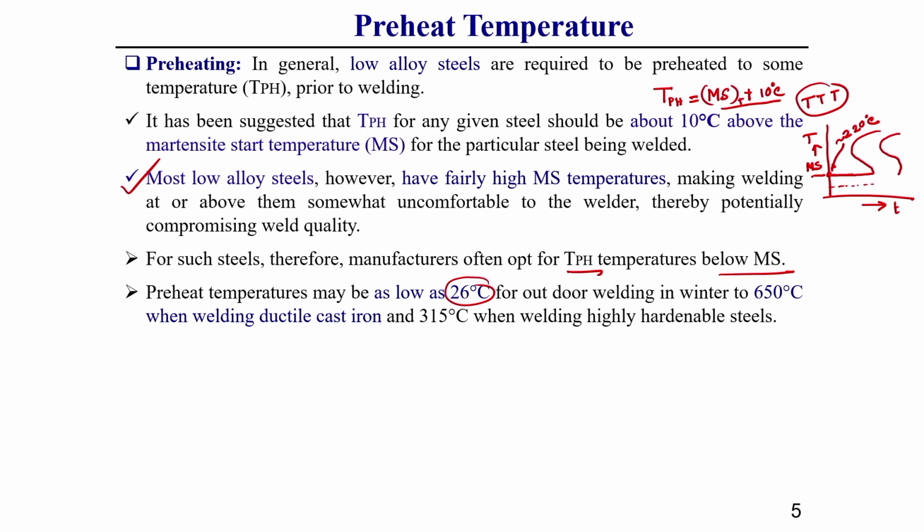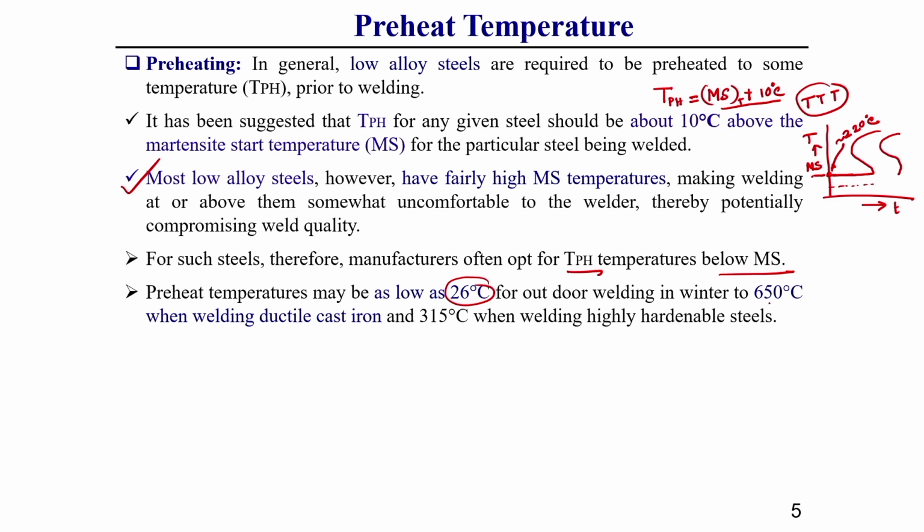During winter time, the preheating temperature for welding operations can be as low as 26 degree centigrade. But for some materials the preheating temperature can be 650 degree centigrade, like for welding of ductile cast iron. Apart from these, for highly hardenable steel, this temperature can also be 315 degree centigrade. What I am telling, understand? So preheating temperature depends on the type of material we are going to weld.